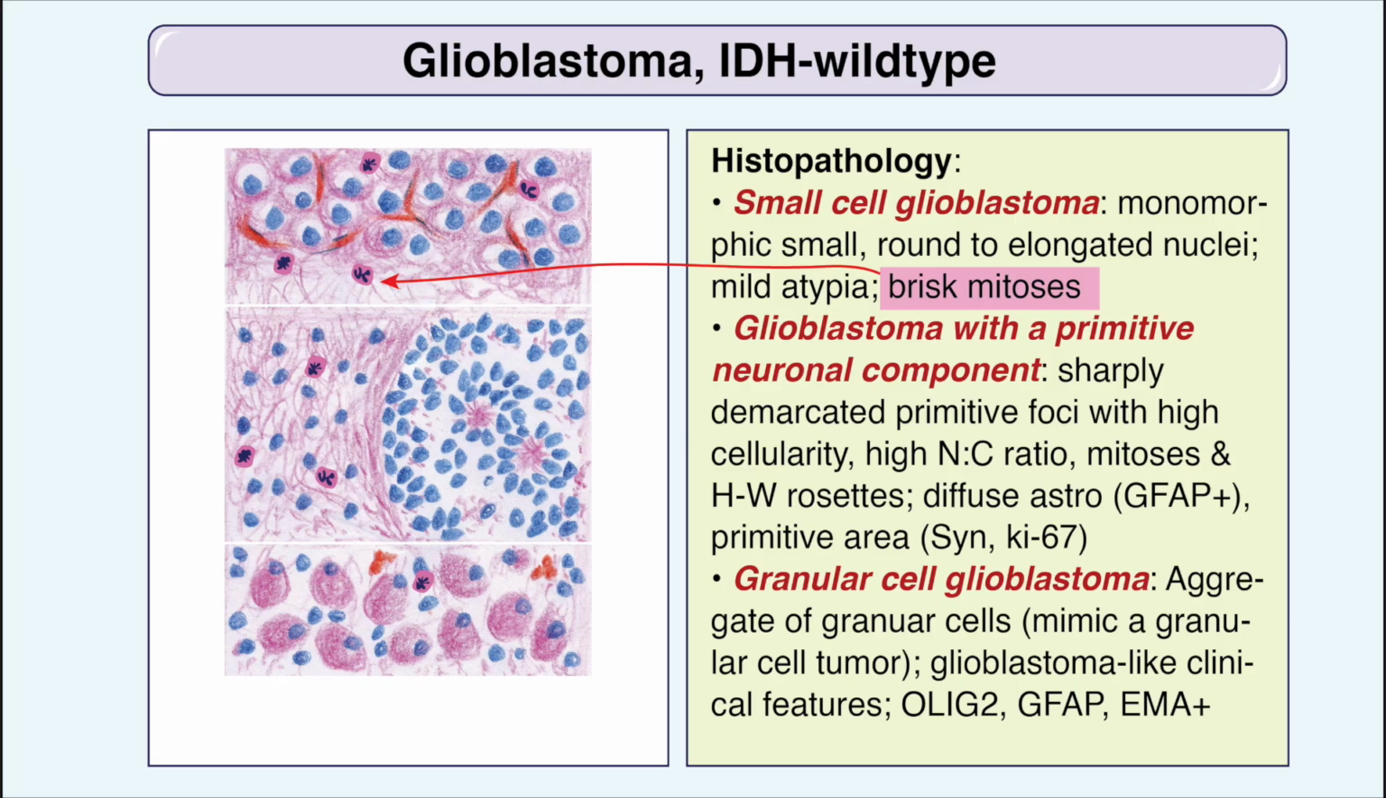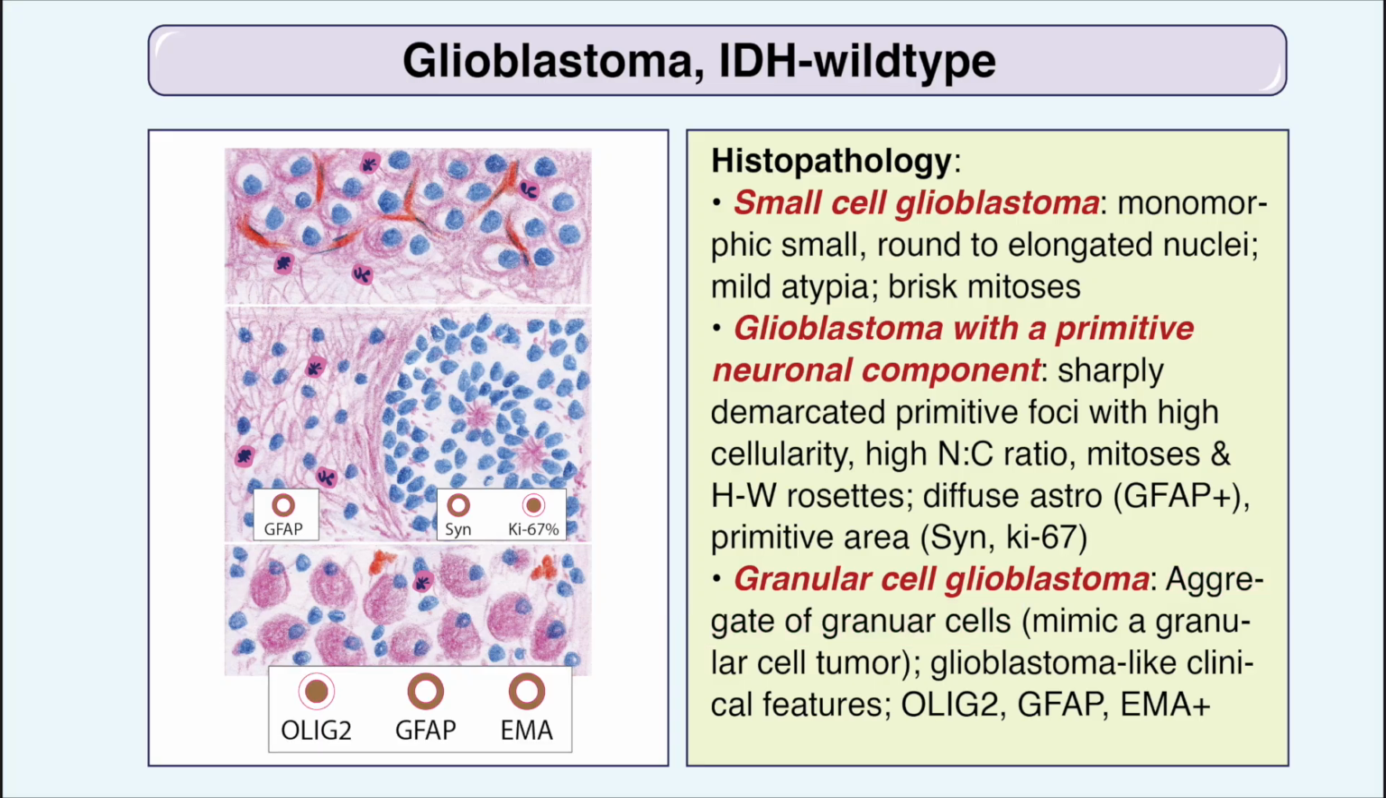Glioblastoma with primitive neuronal component. Here the primitive foci are sharply demarcated from the adjacent glioma and show high cellularity, anaplasia, mitotic activity, and Homer Wright rosettes. The diffuse astrocytoma part displays GFAP expression, while the primitive areas have positivity for synaptophysin and a high Ki67 labeling index. Granular cell glioblastoma. Aggregates of large cells with granular cytoplasm can mimic a granular cell tumor. Typically, they have an aggressive glioblastoma-like clinical behavior. Tumor cells are OLIG2 and GFAP positive. Unlike other glioblastomas, they often show EMA positivity.